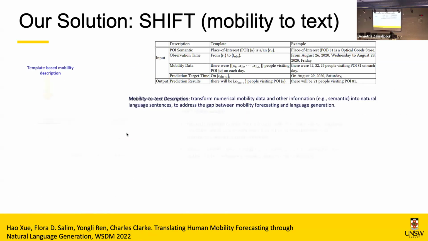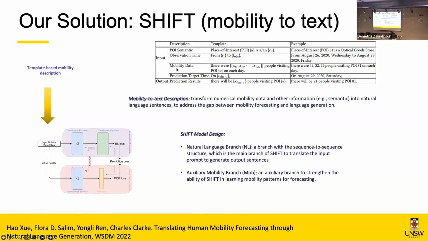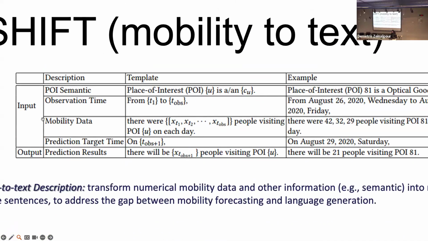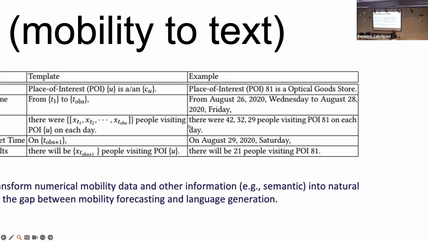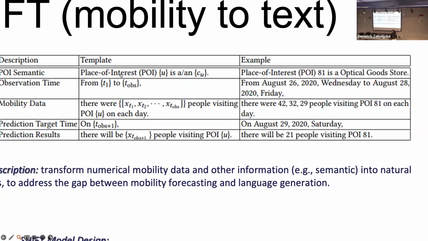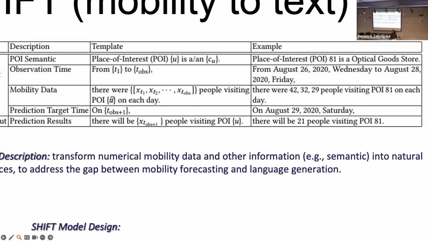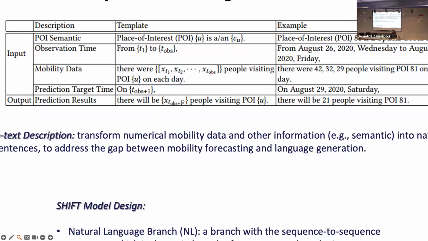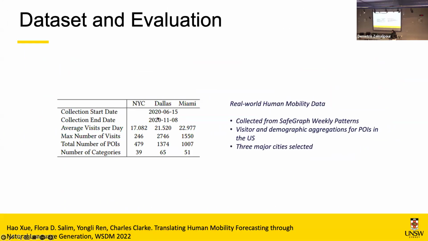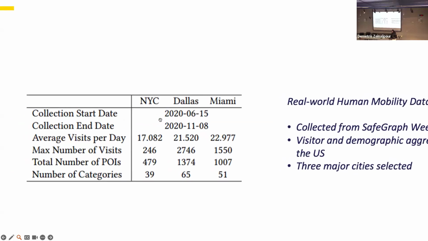Okay, so how did we do it? Back then it was pretty simple. Again, I need my zoom tool. Your input is a POI semantic, observation time, and mobility data. And then you describe it: POI 88.1 is an optical goods store, and the observation time from which day to which day, and how many people, and the target. And the result is, this is the template I want you to generate this way. We use SafeGraph data coming from three cities: NYC, Dallas, and Miami.